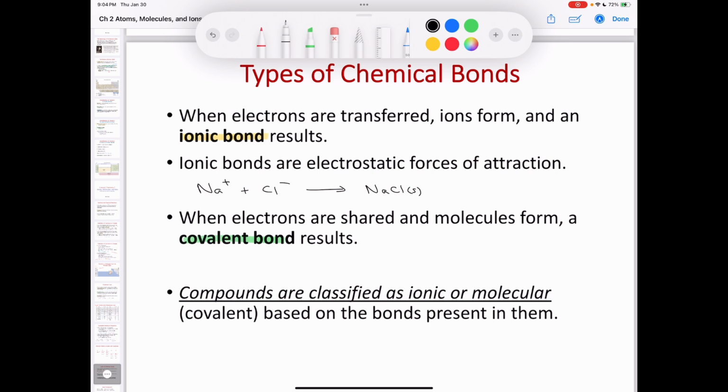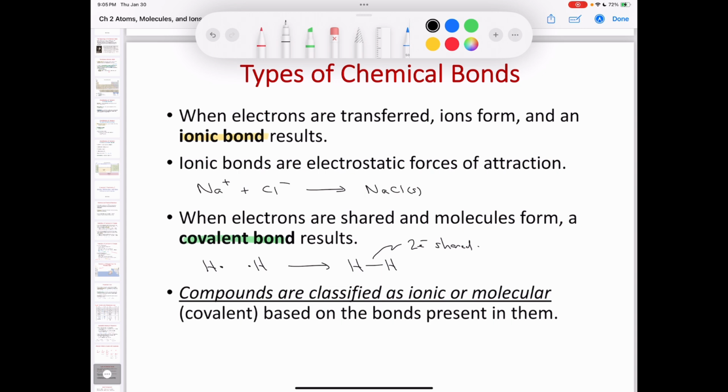So again, we have a positive and a negative, they're attracted and they come together, whereas it says when electrons are shared and molecules form, then you get a covalent bond. And an example of that we looked at was when you have 2 hydrogen atoms like this, they both have 1 electron, they're going to come together and they're going to form a bond and they're going to share those electrons. So now we have a hydrogen molecule. So there's two electrons shared in this bond.